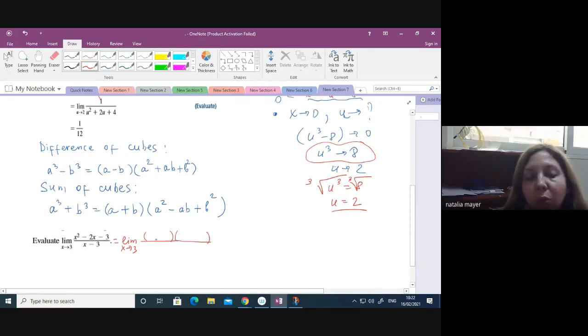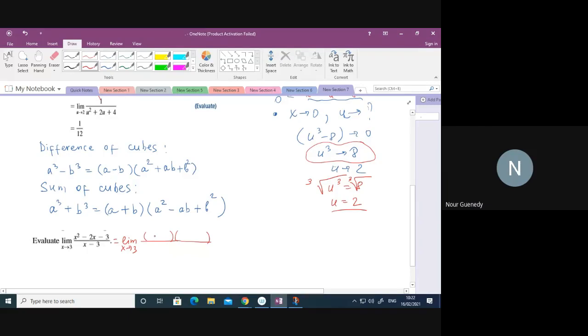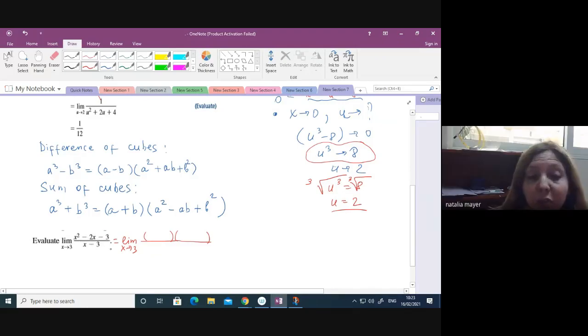What is the name of this factoring method? He's asking the name of the strategy. The strategy is by factoring. Okay, Noor Fahmi, can you factor?